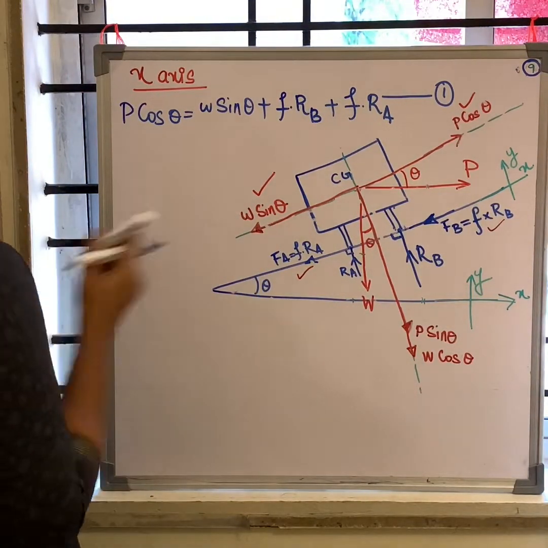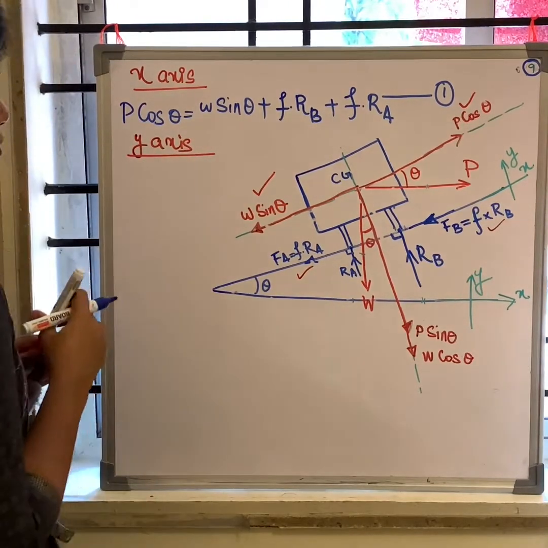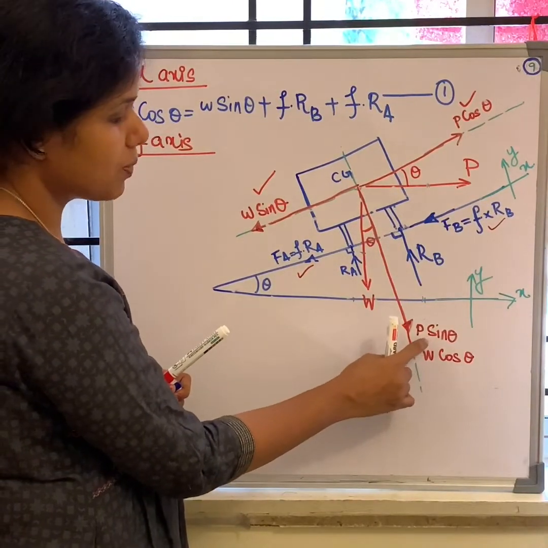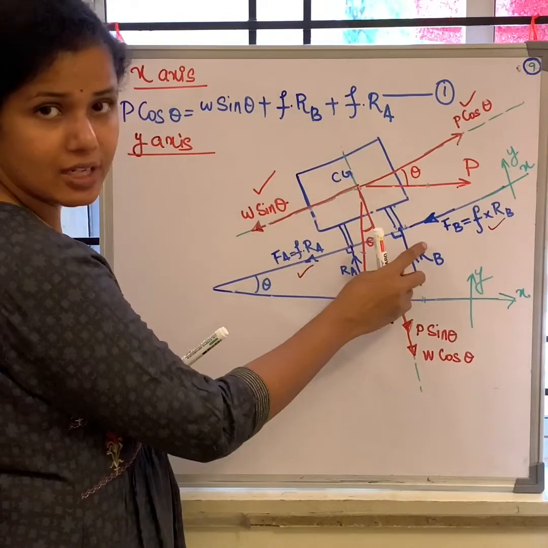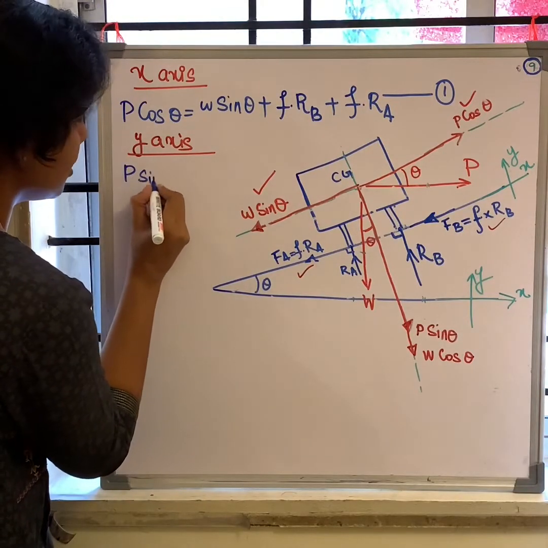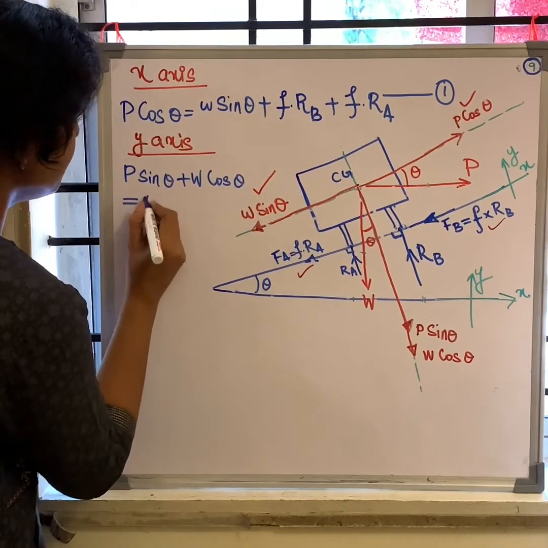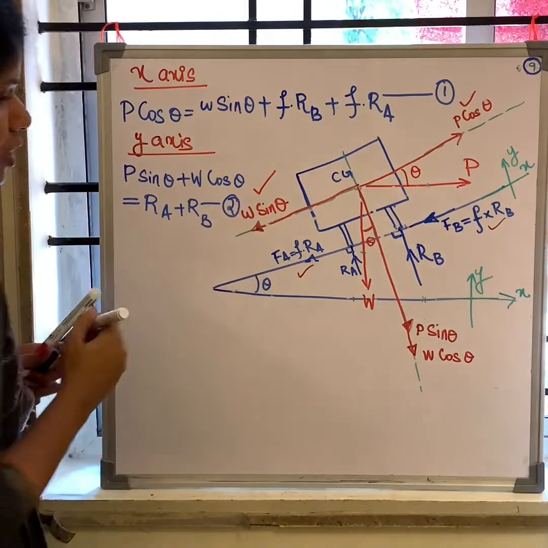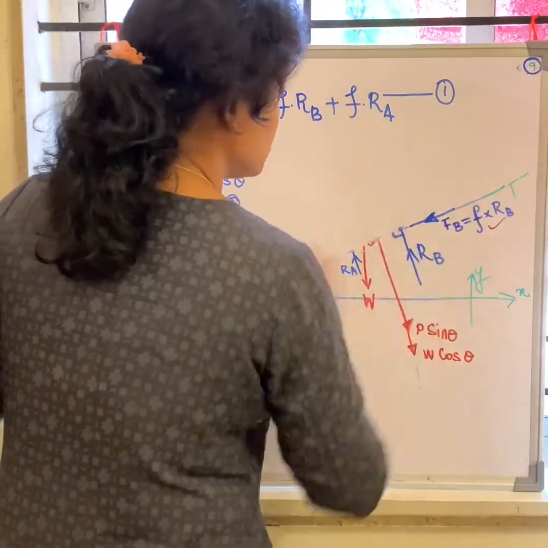Now let's consider in the similar manner what is happening along the y-axis. In the y-axis how many forces do you have? Two components, one due to centrifugal force, one due to weight of the vehicle. So P sin theta, W cos theta both are acting downwards and it is counteracted by the reactions developed at A and B. So we will write P sin theta plus W cos theta equal to RA plus RB, which forms equation 2. Now I am going to erase the sketch so that we can now derive both the equations.